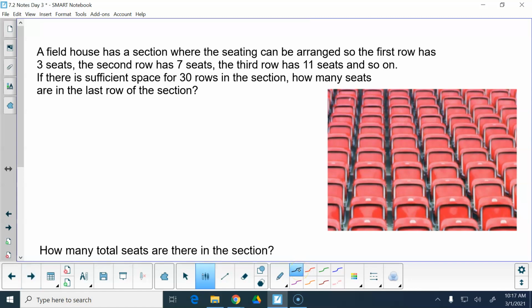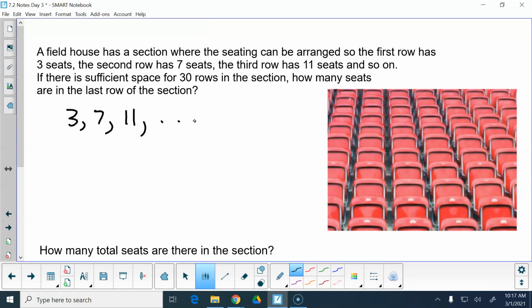Okay. So the first row has 3 seats. Second row has 7 seats. Third row has 11 seats. Is it arithmetic? Yes? Ryan, I actually saw your head shaking first. Why? And so we're going to assume that we're always going to be adding 4 after that? Love it. So yes, arithmetic.